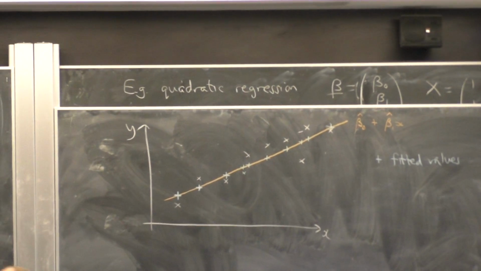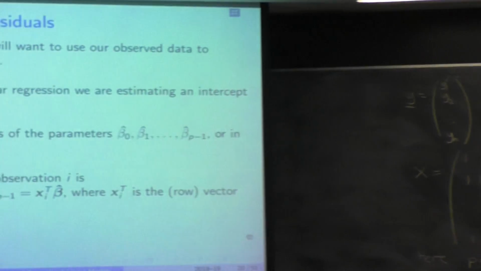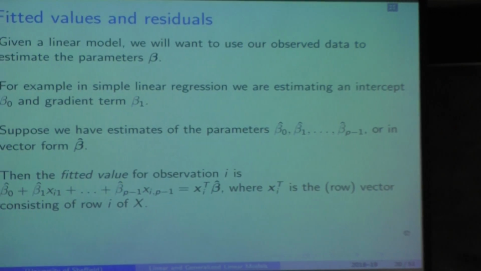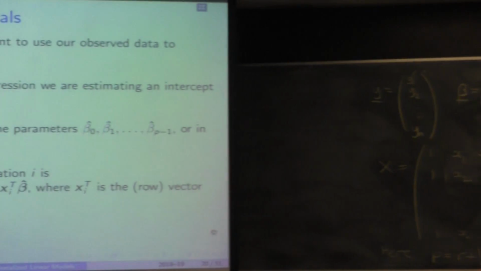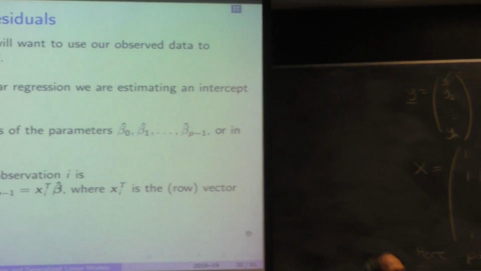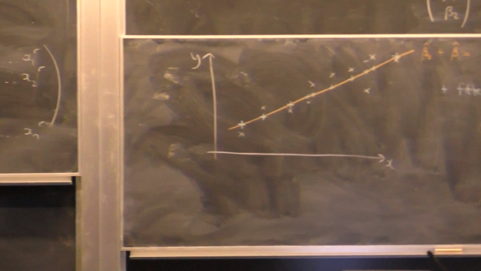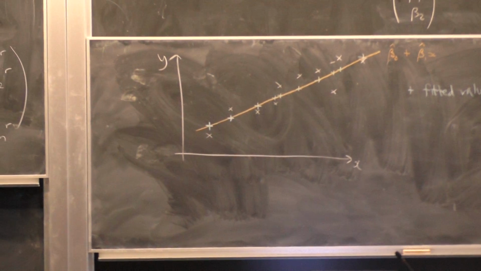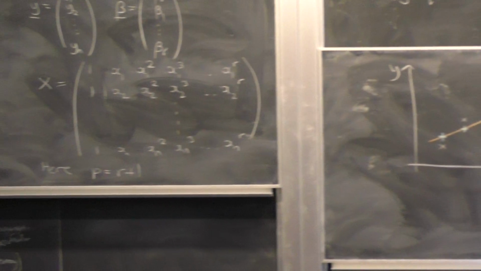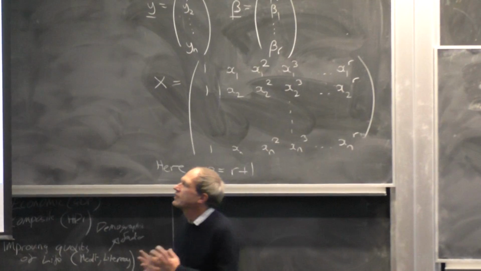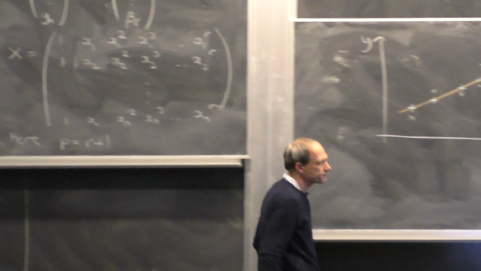We can also think of them in the linear algebra way. So if we think about the individual rows of the design matrix X, again, that's just an example of the design matrix for quadratic regression. And we think of that as a row vector. We can multiply a row vector by a column vector. And that gives us a number. And that's x_i transpose beta hat. That then gives us the fitted value in that case. Okay?